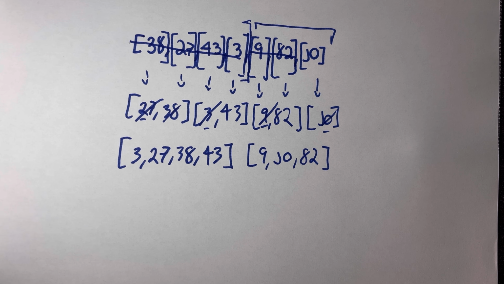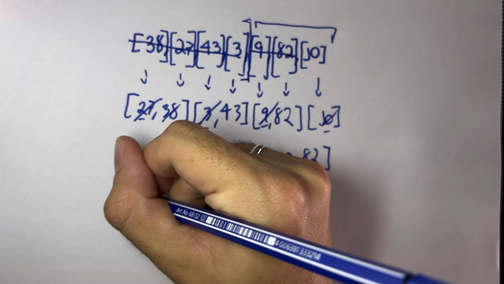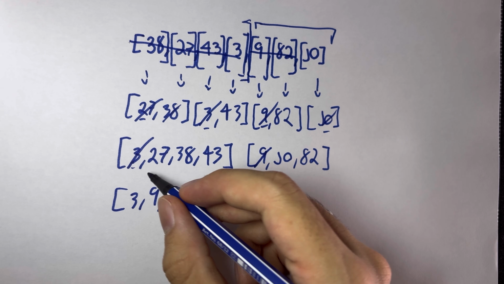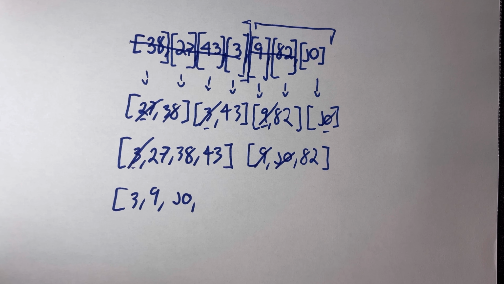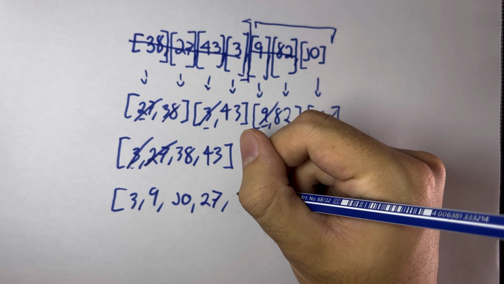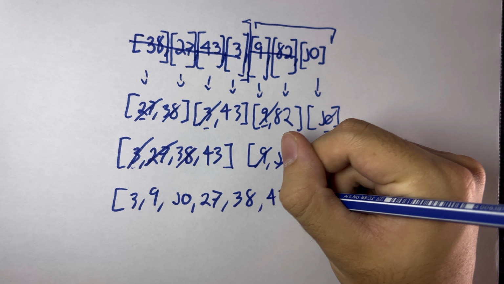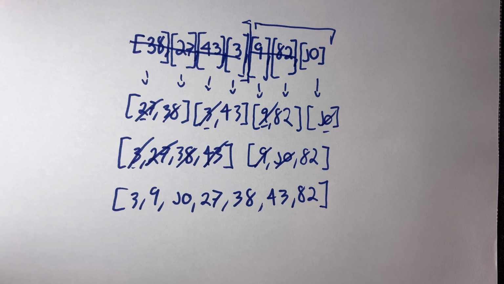And we're going to do the same. We're going to merge them. We're going to have here 3 and 9, 3 is smaller. 27 and 9, 9 is smaller. 27 and 10, 10 is smaller. 27 and 82, we're going to have 27. 38 and 82, 38. 43 and 82, and only 82 left, so we're going to have here 82. That's how merge sort works, visually seeing it. And now let's dive into the code example.